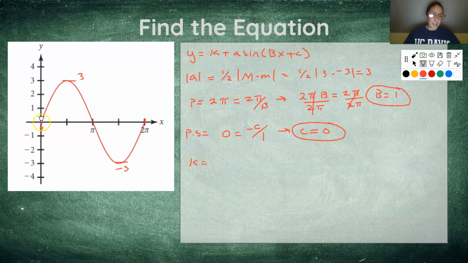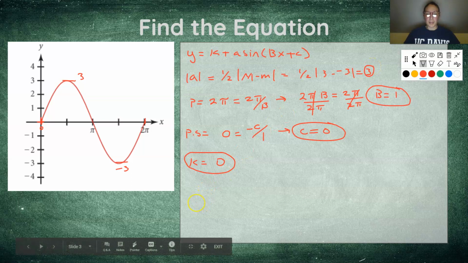Well, sine originally starts at 0, and we also are starting at 0, which means there's no vertical shift here. Sine starts at 0, 0. This graph also starts at 0, 0, which means we didn't vertically shift anything, which means k is 0. Okay? So now I have all my pieces. I know that a is 3.